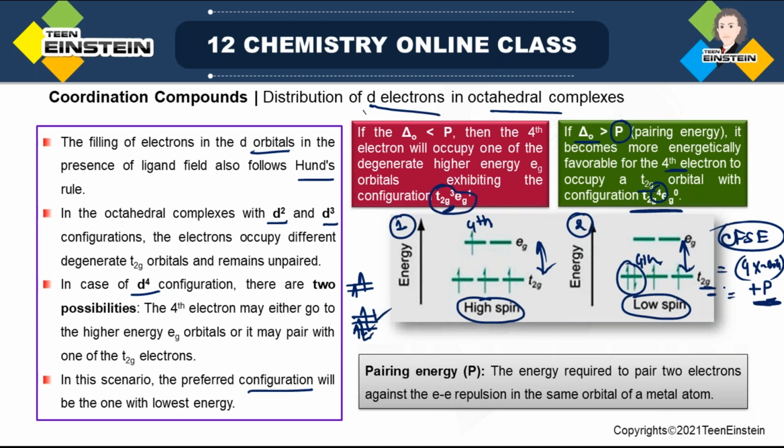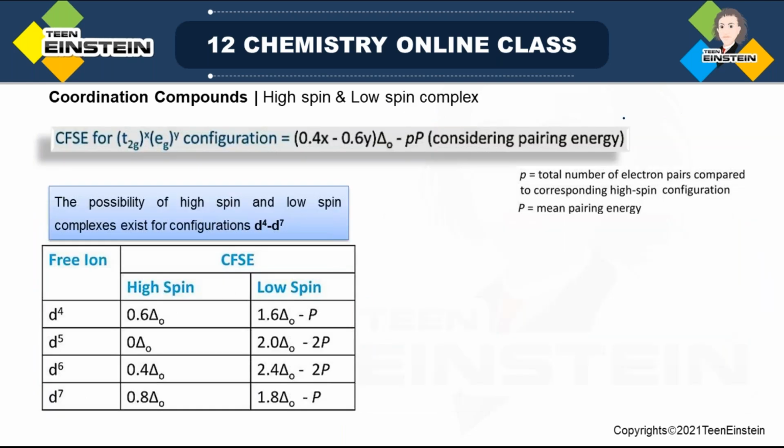Fine. Any doubt? Is it clear when you have to choose the first type of distribution or the second type of distribution under 2 different situations? And that depends on whether delta O is high or delta P is high. Okay. So now we will see different CFSE values.